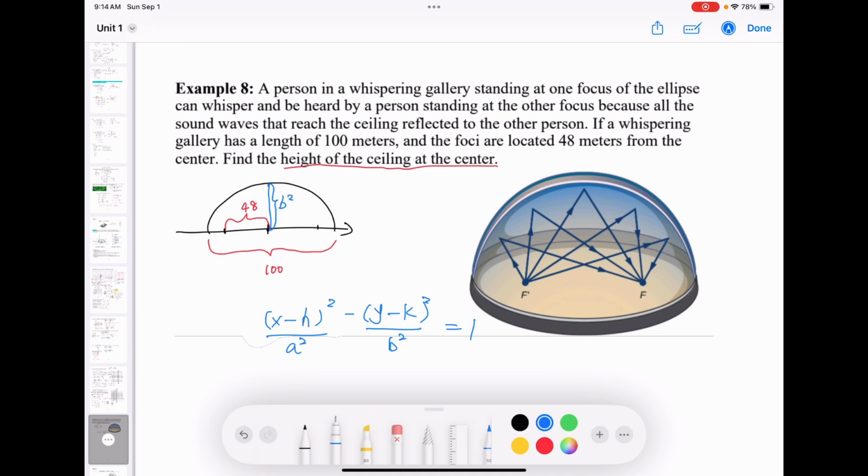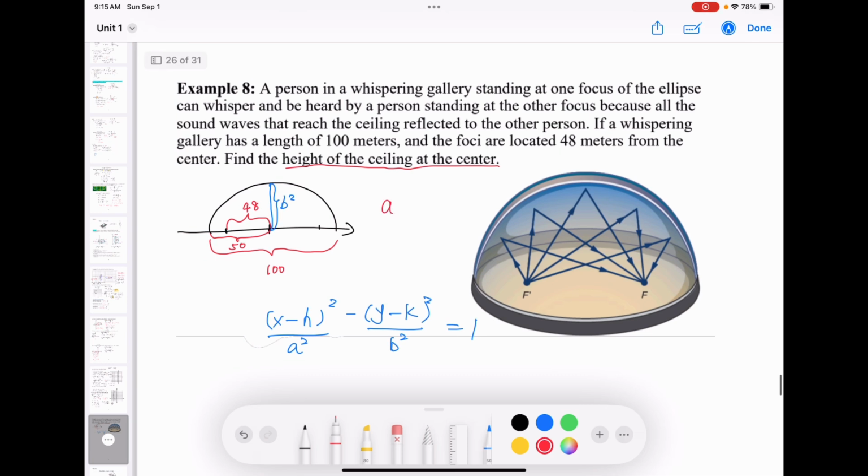The given information is 100 is the length, but what is half of the length? Half of the length is a. So from here to here is half of 100, it is 50 meters. We have a is 50, and we have c is 48. Can you find b? b squared is equal to a squared minus c squared. So we can plug in the a and c values and find b. That means I don't have to find the equation. I just find the b value, or the height of the gallery.